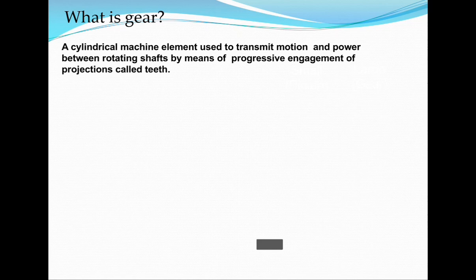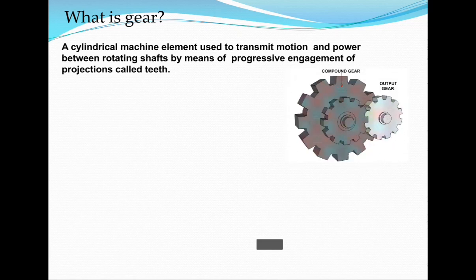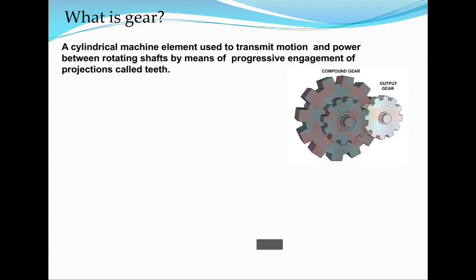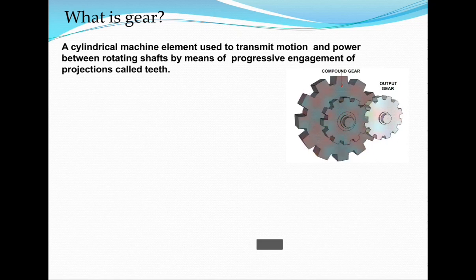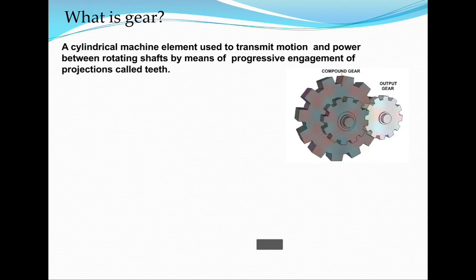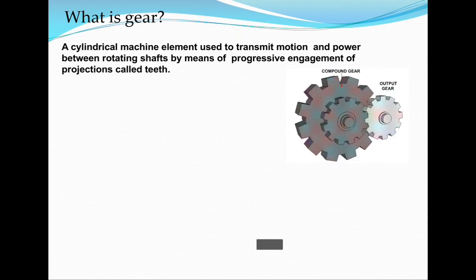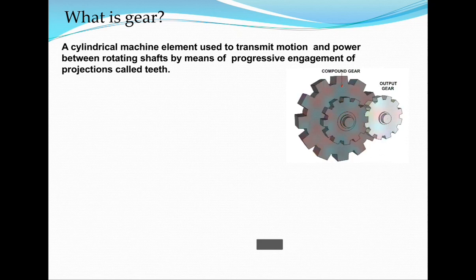Gear comprises a number of teeth. You see from this figure there is a compound gear. Why is it called a compound gear? Because in this gear assembly there are two gears mounted on one shaft. In a single shaft there are two gears, so it is called a compound gear. This compound gear is attached to the motor. When it rotates, it transmits the rotational power to the output gear. And the best thing is, here the directions of rotation of the compound gear and the output gear are opposite.